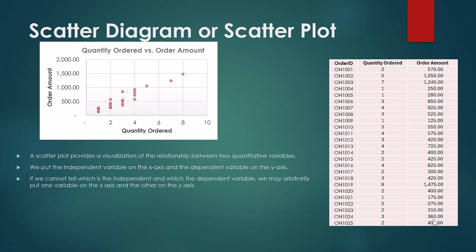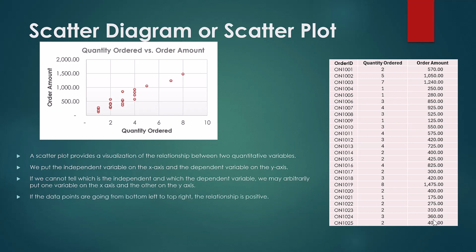If we cannot tell which is the independent and which is the dependent variable, we may arbitrarily put one variable on the x-axis and the other on the y-axis. In this case, clearly the order amount depends on the quantity ordered. Of course, it also depends on price. But if we just have these two variables, then clearly quantity ordered is the independent variable which determines the order amount.